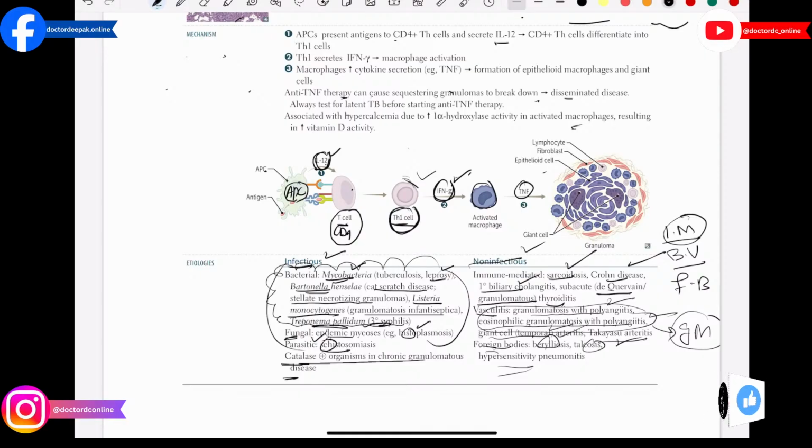Then after that, very important, you have to remember what steps are involved in granuloma formation, because in the exam they are going to ask these steps. You have to remember these steps. So this is about granuloma formation.